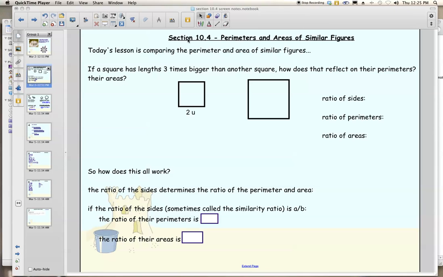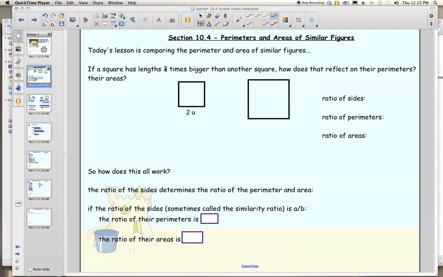This lesson is on section 10.4, how to use the perimeter and areas of similar figures to find missing values. So today we're going to compare the perimeter values and the area values for figures that are similar. This square, we know that all squares are similar figures because they all have congruent angles and their sides would all be the same proportion.